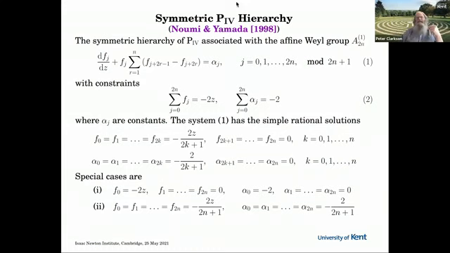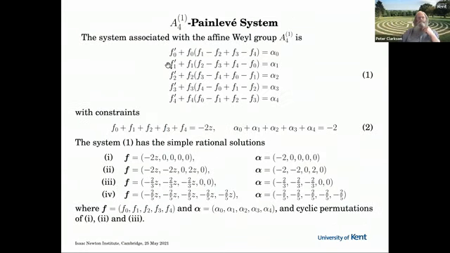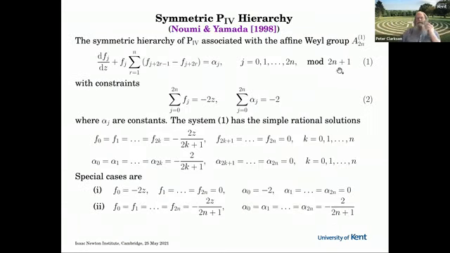You can extend this to a hierarchy of now 2n plus 1 of them, and you have to have these constraints. And you can see there are all types of different initial simple solutions, and two special cases, because they all add up to minus 2z: either one of them is minus 2z and all the others are 0, or you can have them all the same.